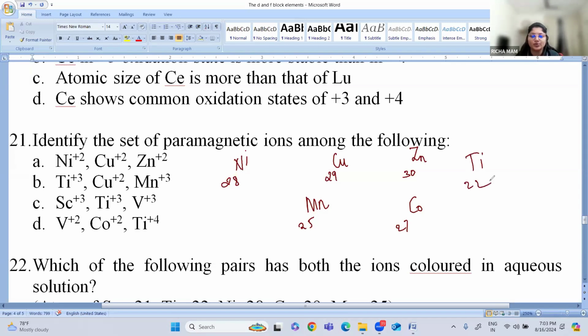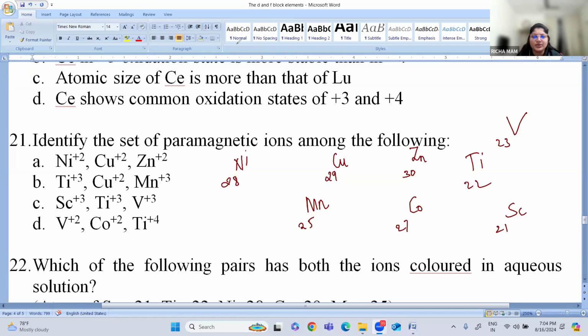Titanium is 22. Then you have scandium. Scandium is 21. Palladium. Vanadium is 23. Okay.